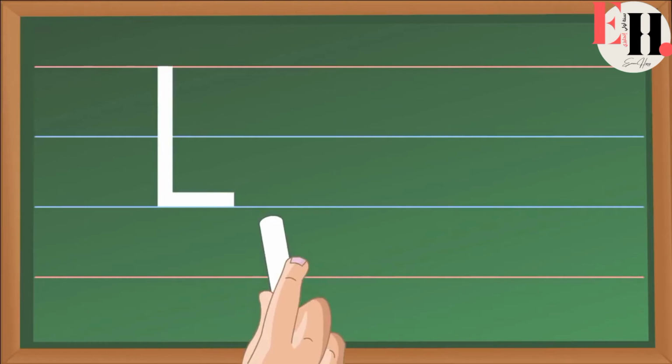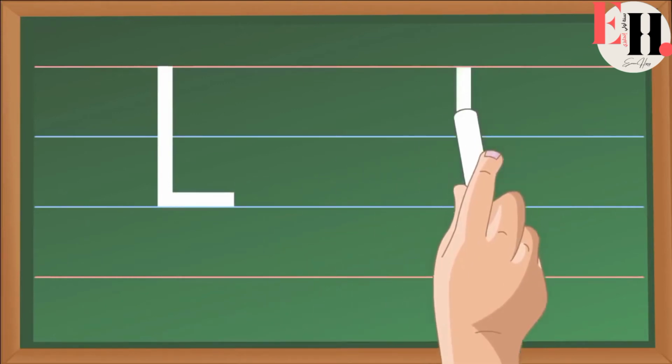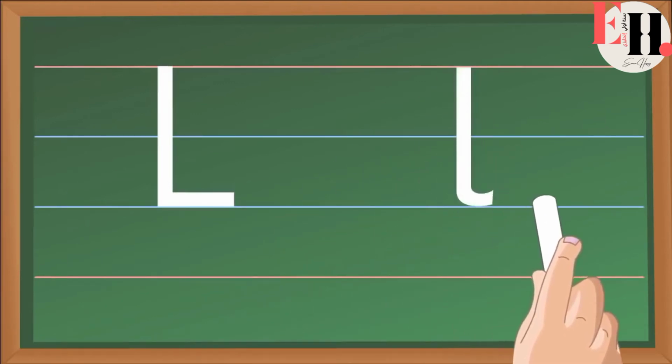Small l. Start from the top and make a standing line reaching the bottom with a little curl at the bottom.